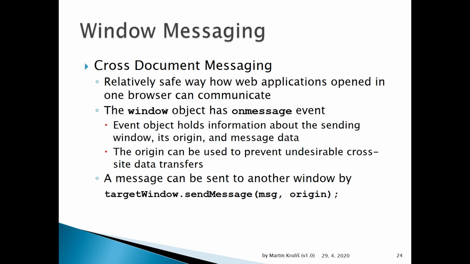The API is actually very simple. The window object has this message event, which is triggered every time somebody sends a message to this window. So if you have a target window object, you can send the message via this function, and this event will be triggered on the target window. The message, of course, has to be something which is serializable and can be easily transferred. You cannot transfer API objects, for instance, and also there are some limitations regarding the origin. So sometimes you can use it to prevent cross-origin, cross-site data transfers, which are typically undesirable.